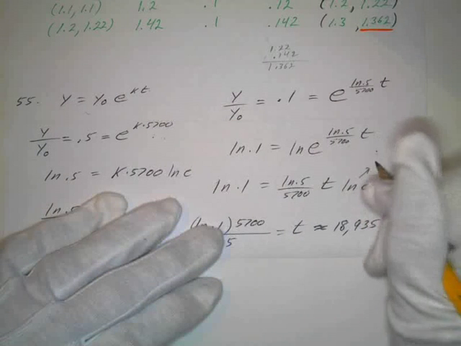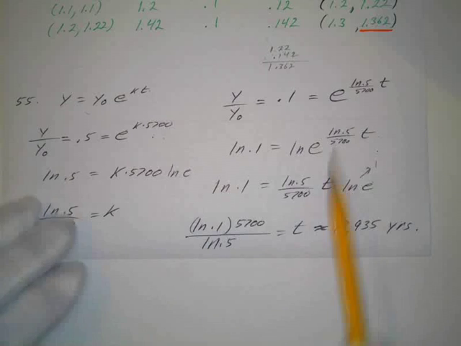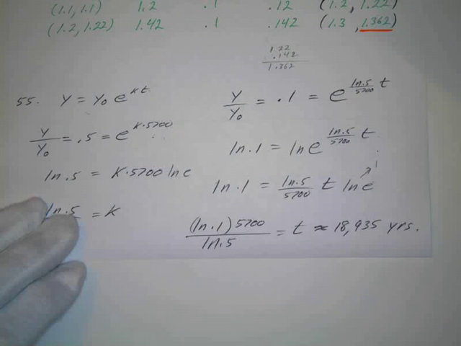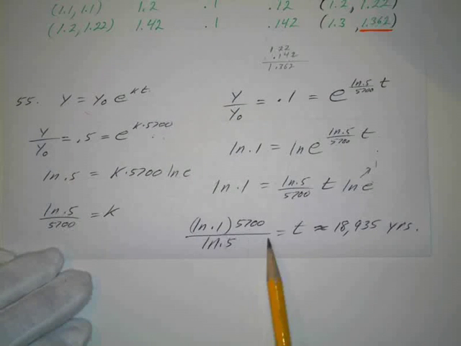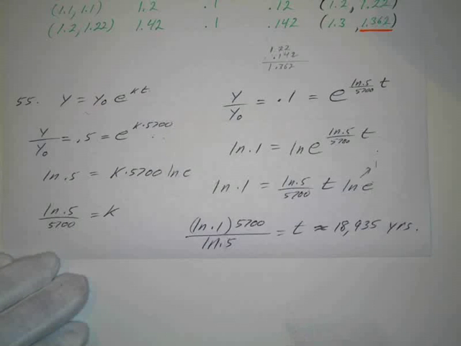And then I'll bring that in front. This goes to 1. And this is the natural log of 0.5 over 5,700. So if I multiply both sides by 5,700 and divide by the log of 0.5, and then I work that out on my calculator, log of 0.1 times 5,700, enter, divided by log of 0.5, enter. I got 18,935 years. It rounds off.